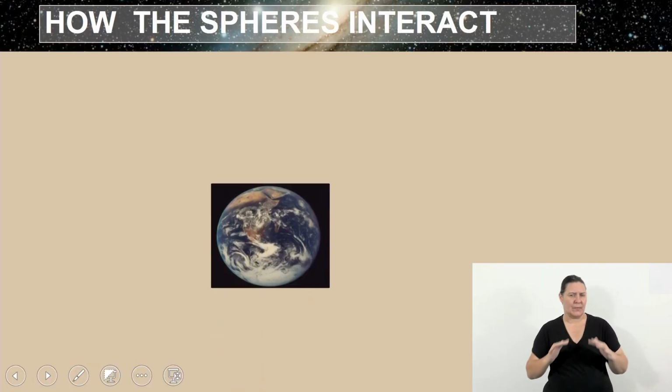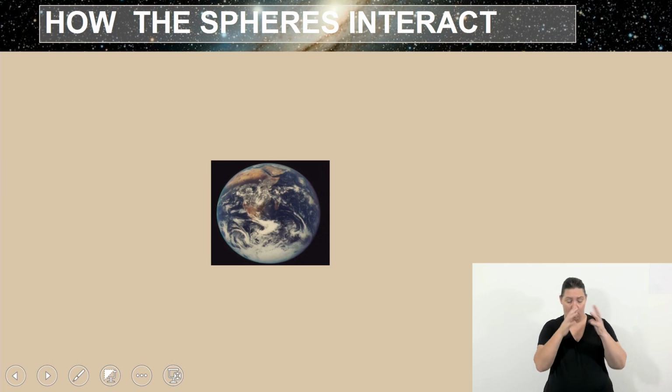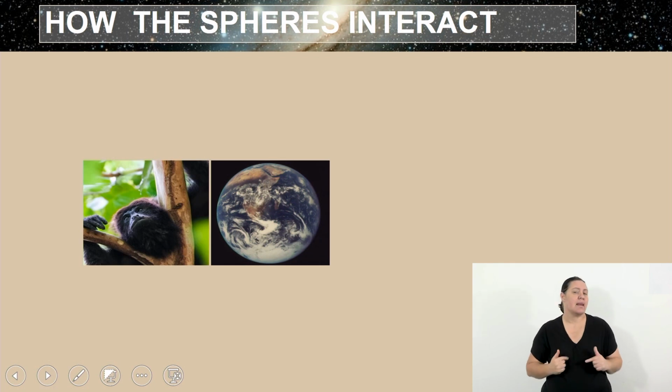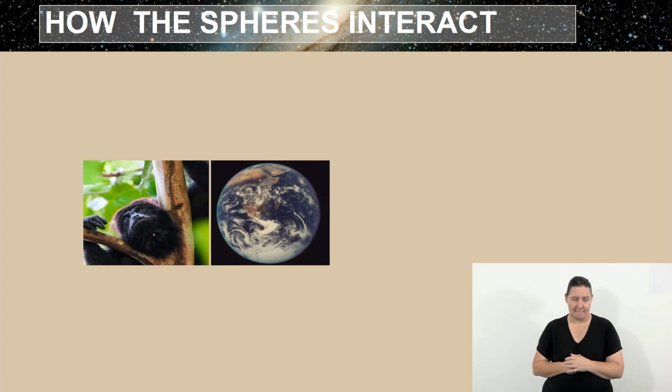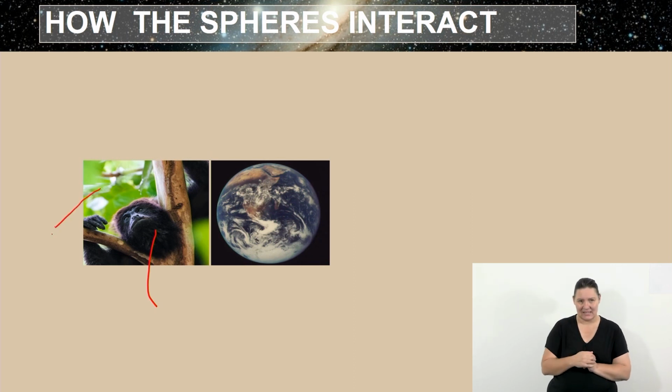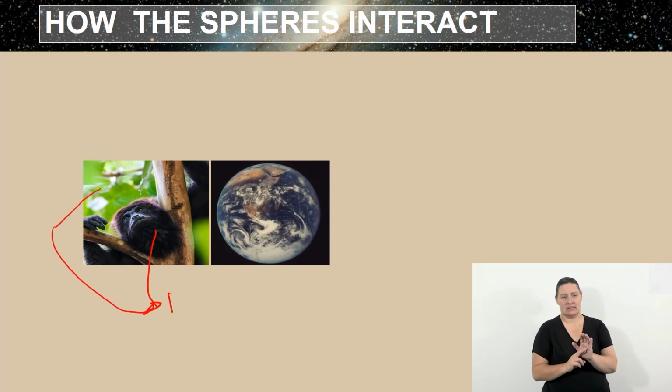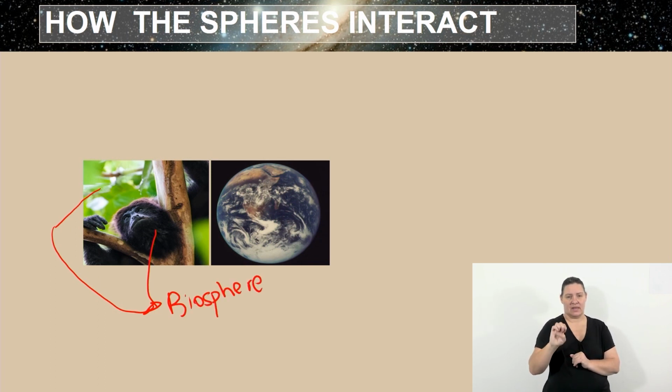Welcome back, learners. We are now going to look at the next concept, which is how do the spheres interact with each other. Now, we said that the Earth is the only planet that can sustain life, right? And where do we get life? We get life from plants as well as animals. So this, my animal here, as well as the plants that are here, they all represent the biosphere.